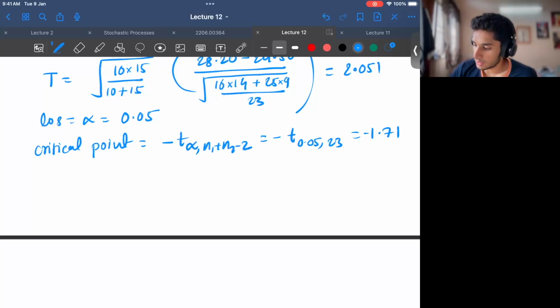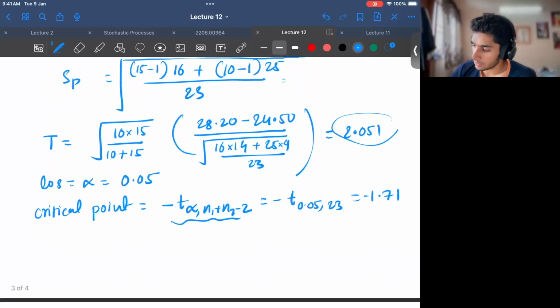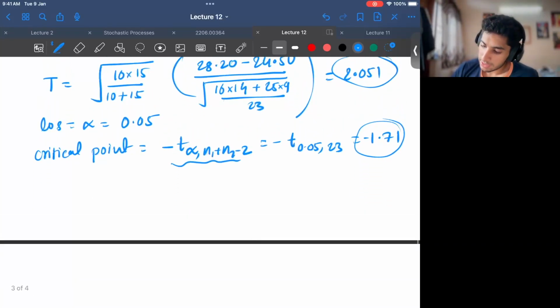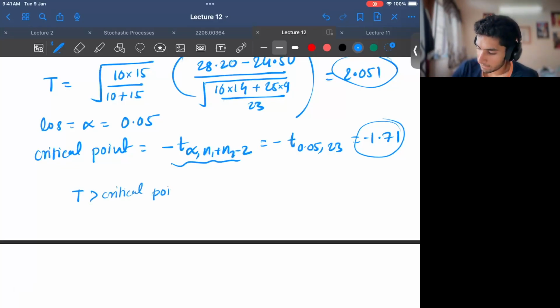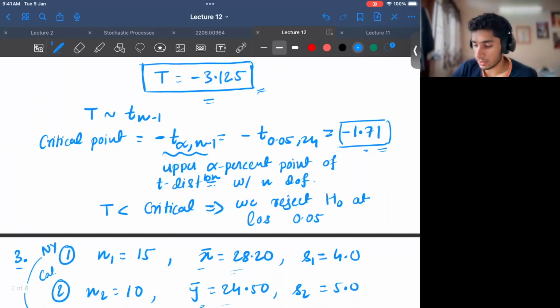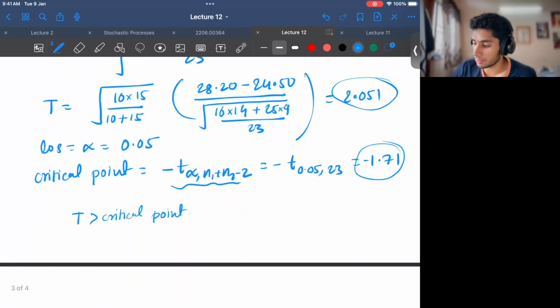Okay, where this thing is again, like the previous question, the alpha percent point of the t distribution. So these were the things that were asked of you. The test statistic, which is 2.051, and the critical point, which is minus 1.71. So in this case, you have t greater than the critical point. Unlike the last case, where t was less than the critical point, here t is greater than the critical point, so you can accept H naught. Simple.